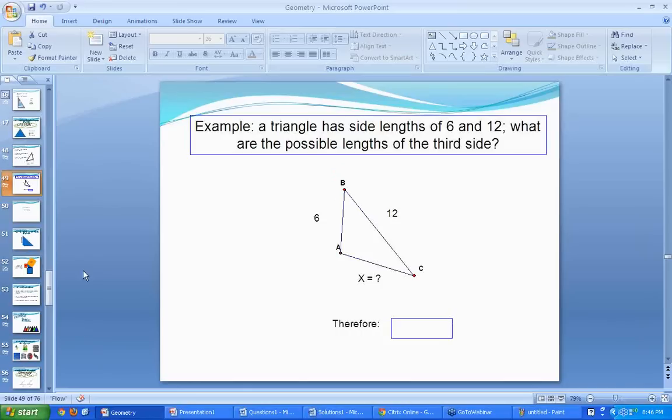Now just a small question for you. A triangle has side lengths of 6 and 12. You have to find the range of x. X can lie between what range? I think I have told you this anyway. Before this question, I would just like to tell you that the sum of two sides can never be less than the third side.